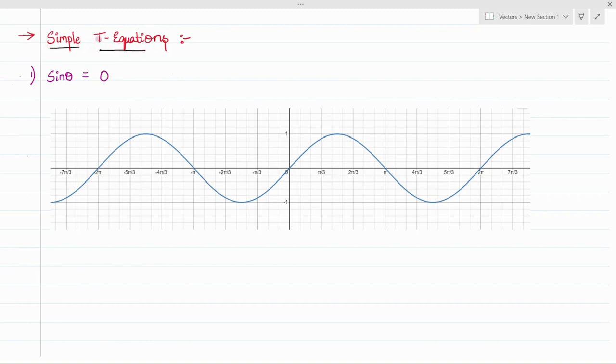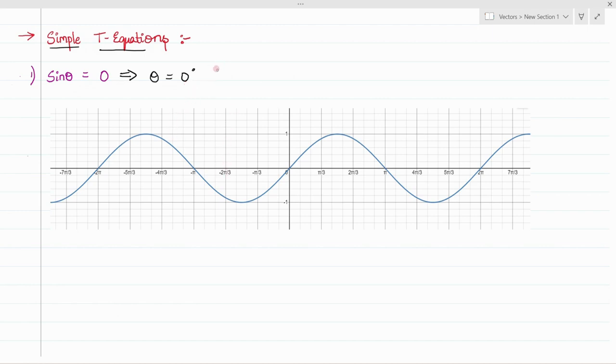Simple T equations. T is nothing but the trigonometric equations. The first is sine theta is 0. According to your general knowledge of trigonometric values, whenever you see a trigonometric table, what will be the theta value if sine theta is 0? We'll say theta is 0, right? Because we have seen the basic values for 0 degrees, 30 degrees and all. So if sine theta is 0, we basically tell that theta is 0 degrees.